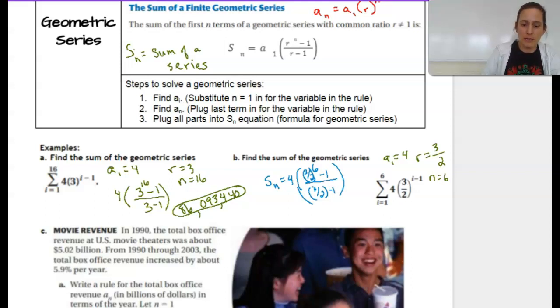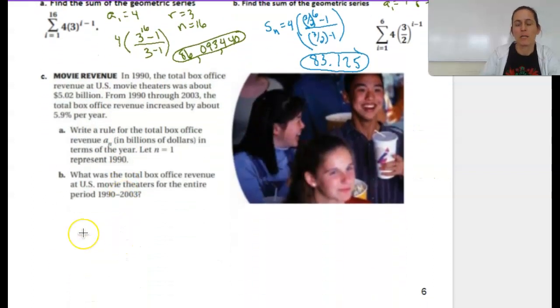When plugging that in, we would get 83.125. Let's take a look at a word problem. This one, you have to kind of pick out the pieces. And again, we need a sub 1, and we also need to know your ratio.